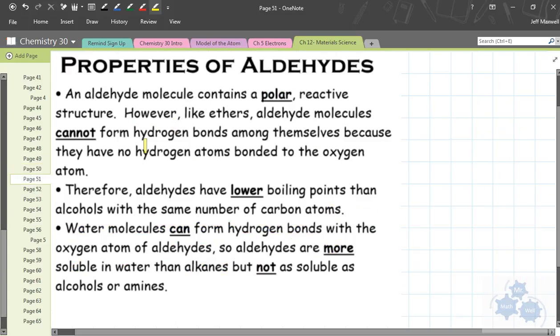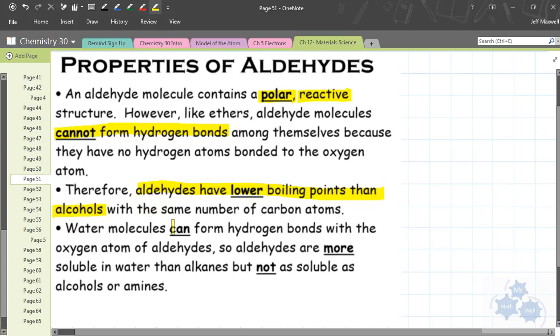Properties of aldehydes. An aldehyde molecule contains a polar reactive structure. However, like ethers, aldehyde molecules cannot form hydrogen bonds among themselves because they have no hydrogen atoms bonded to the oxygen. Therefore, aldehydes have lower boiling points than alcohols with the same number of carbon atoms. So they're polar, they're reactive, they cannot form hydrogen bonds, they have low boiling points.